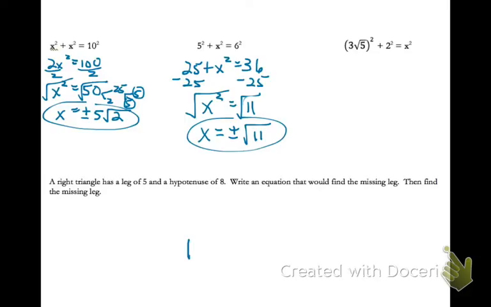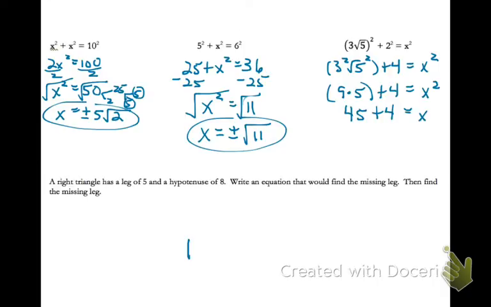On this problem, we need to square the 3, and then square the square root of 5, and then 4 and x. So this becomes 9 times 5. 9 times 5 is 45. I'm just thinking of order of operations. I took care of exponents first, then multiplying. Now I'm going to add, so 49 equals x squared, and take the square root of both sides, so x equals positive and negative 7.